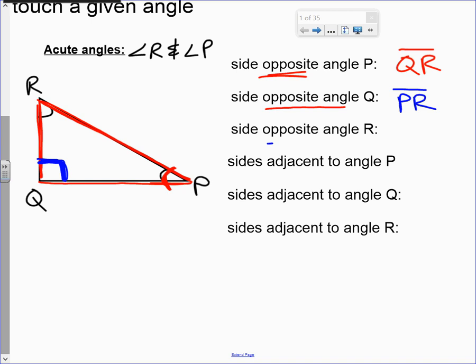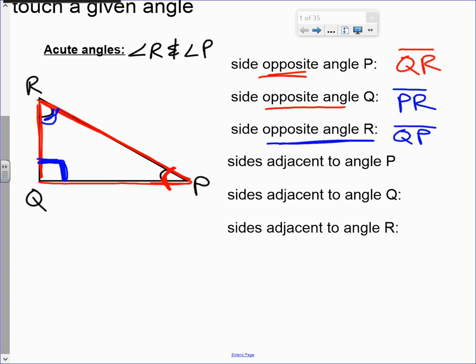Side opposite angle R. Here's angle R. Side QP. So go write QP here on your notes. This is all trigonometry. Right. This is the foundation. If you don't know this, you can't do trigonometry.